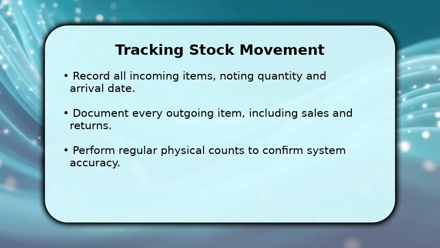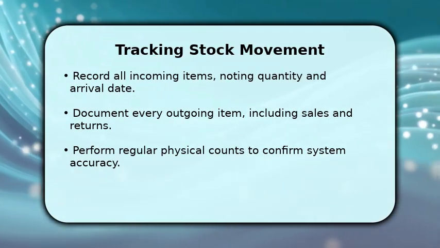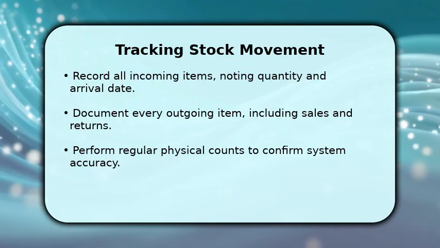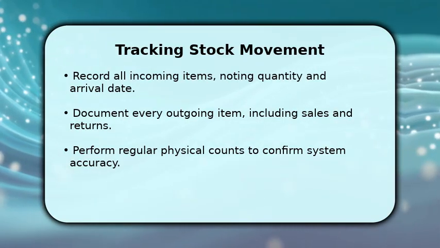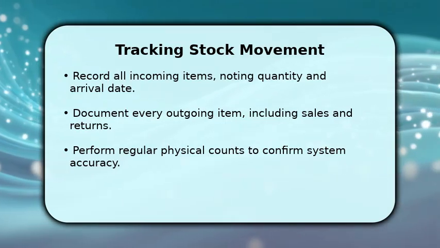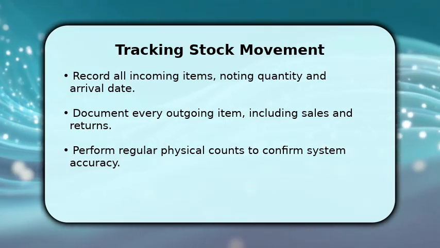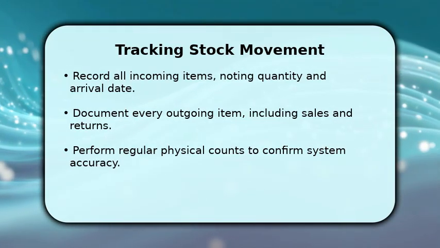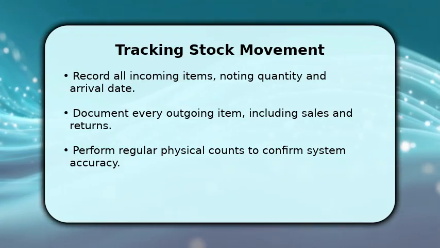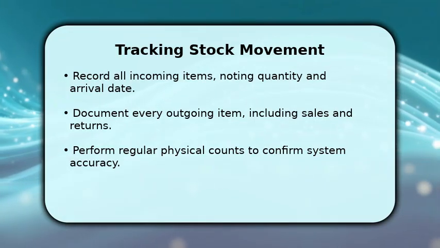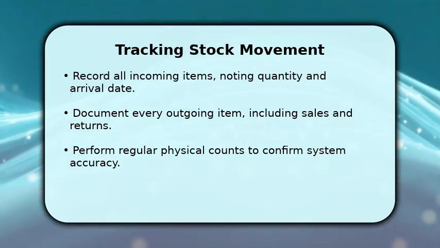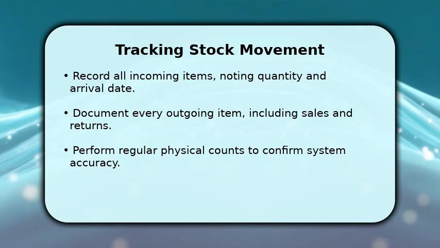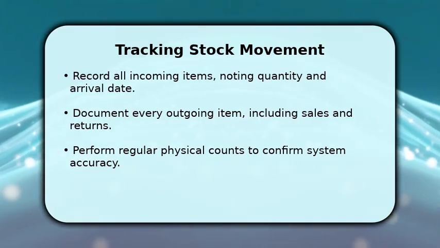Once your system is set up, consistently track all stock movement. Make sure to record every item you receive, noting the exact quantity and the date it arrived. Equally important is documenting all outgoing stock, whether it's through sales or returns. To maintain accuracy, conduct regular physical counts of your inventory. This helps verify that your digital records match your actual stock levels.